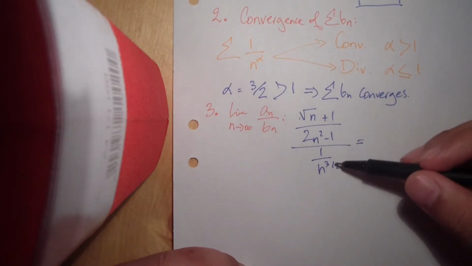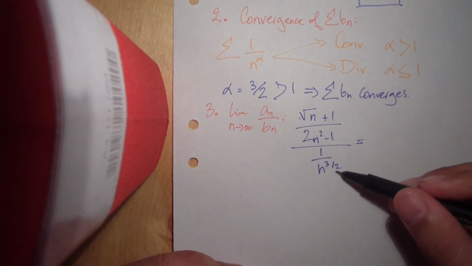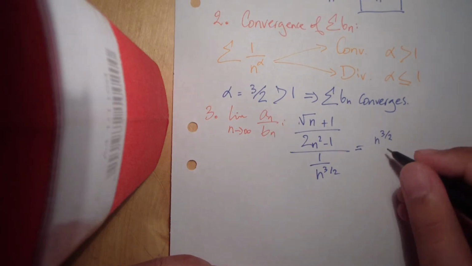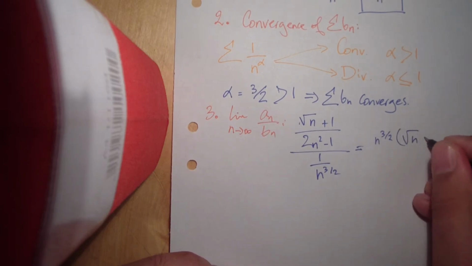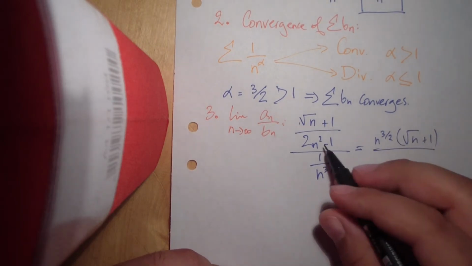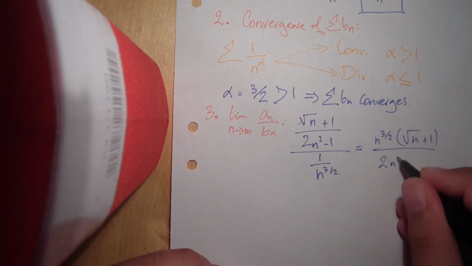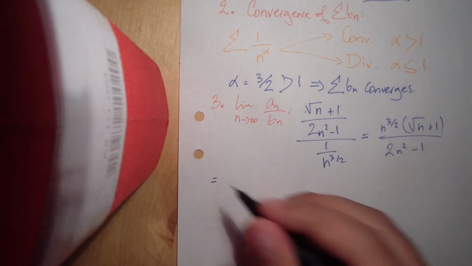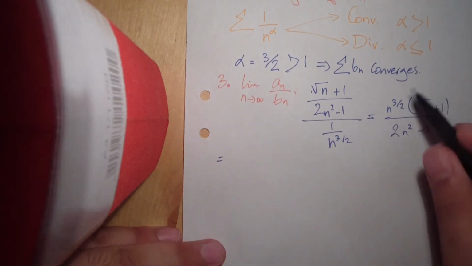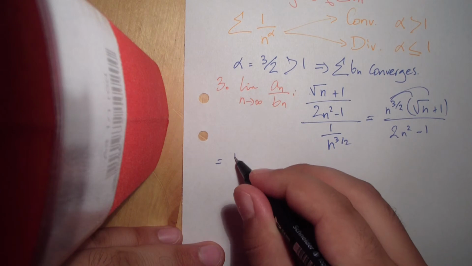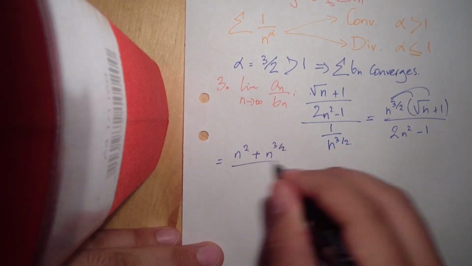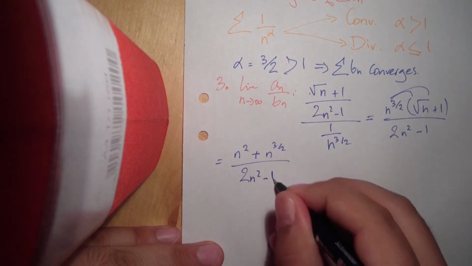In this case, you know from basic algebra that we multiply the bottom with the top on the numerator, over 2 times square root of n plus 1, and we divide it by the middle ones multiplied together. One of them is 1, so we just get this. We simplify by multiplying this out, and we get n squared plus n to the power of 3 over 2, divided by 2n squared minus 1.